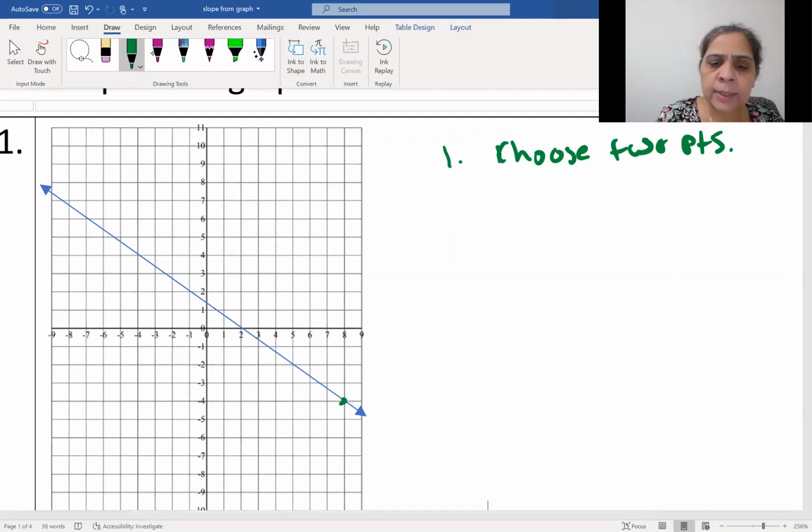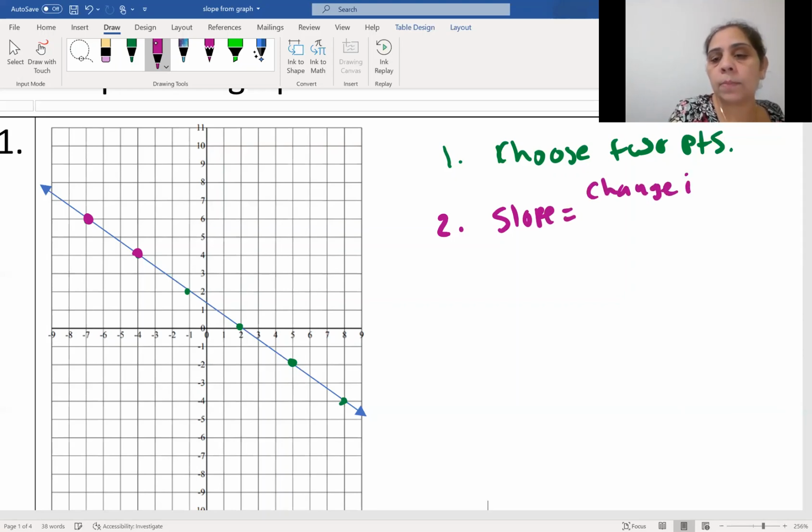We can see x is 8 and y is -4. We can see the next point right here, this point is exact. So it's easy to decide change in y divided by change in x. We can choose any 2 points from here. So let's say we will choose these 2 points and we will find slope. All right. So second step, slope equals change in y divided by change in x.